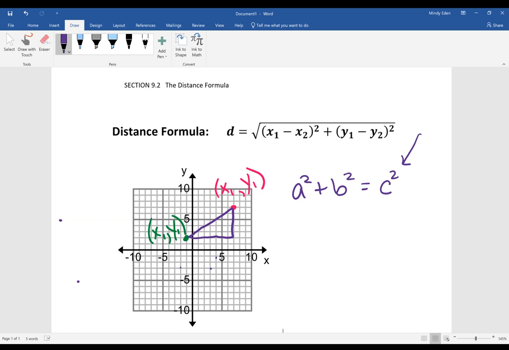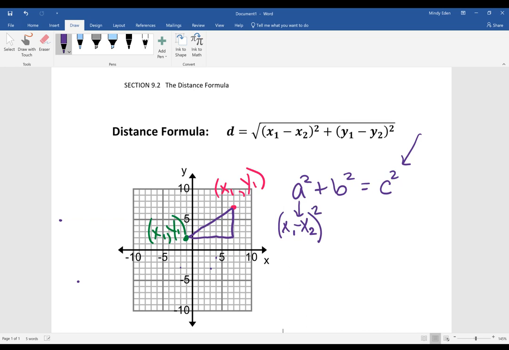So if I want to find this side for a, I need to find the difference in the x values. So like whatever x this is, like 7, minus whatever x that value is, which is -1. But I want to keep this general. So I'm going to do a is x1 minus x2. And that's the length for a.